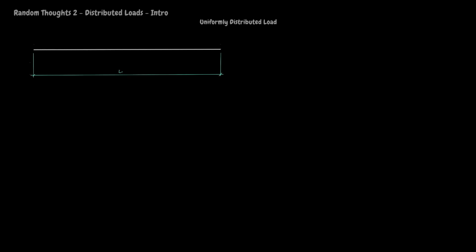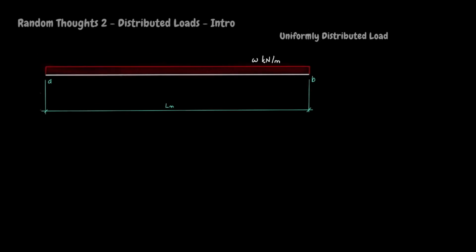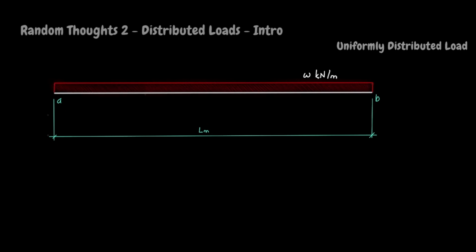We will start with a uniformly distributed load, a UDL, of W kilonewtons per meter acting over a length of L meters. Our objective is to determine the magnitude and location of a single force that is equivalent to the UDL. I know this looks like a waste of time as we know the answer. The force is WL kilonewtons acting at the centre of the beam. I get that. But not so fast. This example will lay out the maths needed to investigate more complex types of distributed loads.